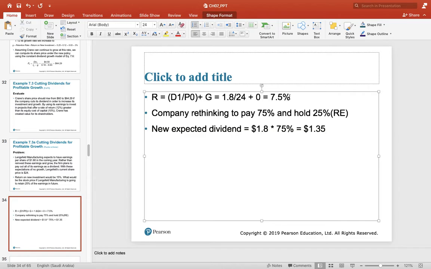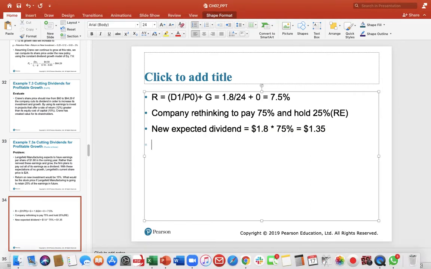If this is the case, you will have new growth. Your cost of capital remains the same, that is 7.5%. There is no change in the cost of capital given in the question. But the expected growth rate, with the change in the payout policy, the expected growth rate will be equal to the formula retention rate multiplied by return on new investment.